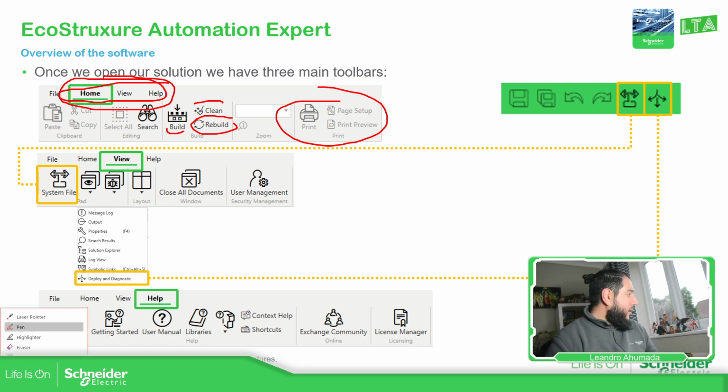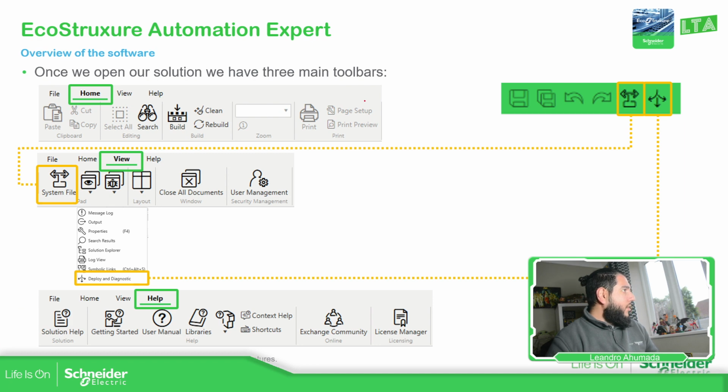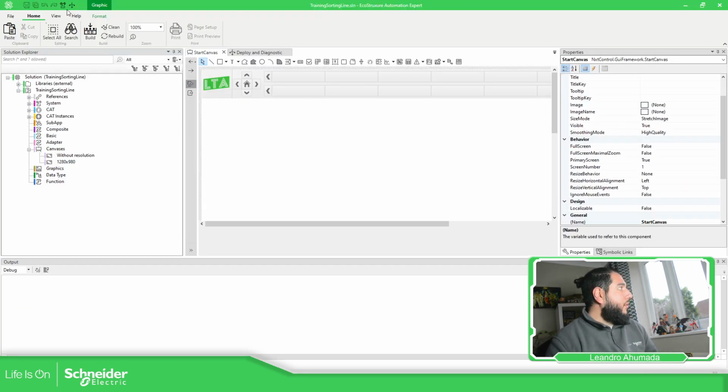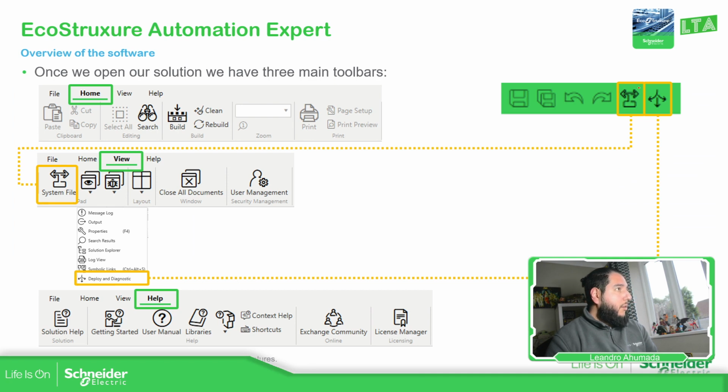So let me just clean everything. In the top part of the controller in the software, let me just show you. Okay, in the top part over here, we have some direct access, which are very helpful. This one is for the system tab, and this one is for the deploy and diagnostics. So basically, if we go back over here, as soon as you click over here in this one, the system is the direct access. If we go to view, system file.